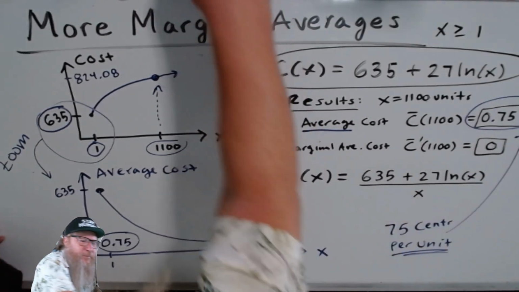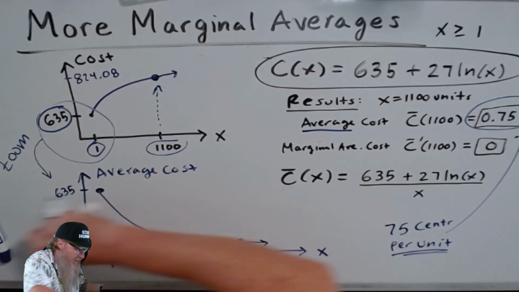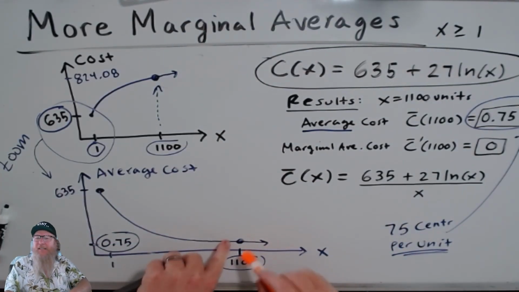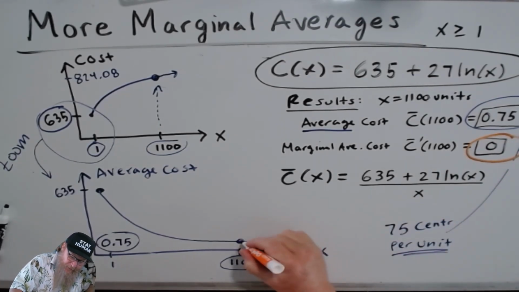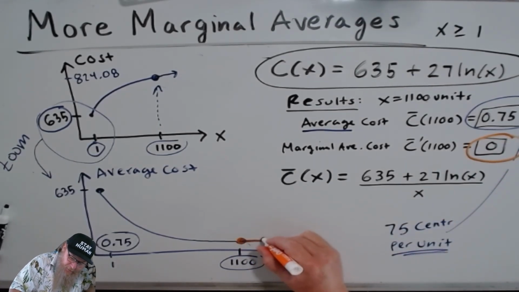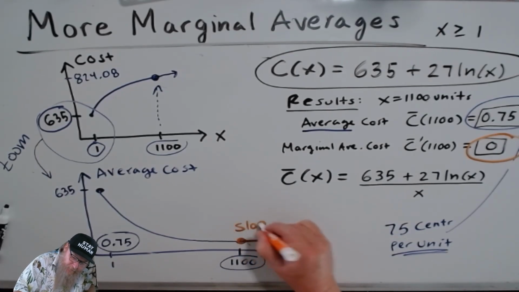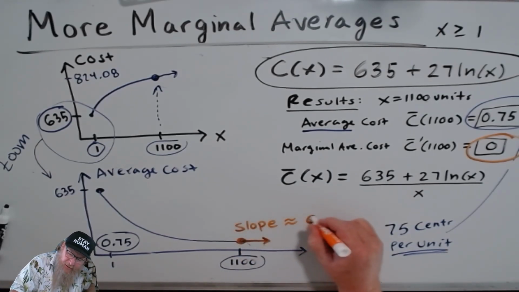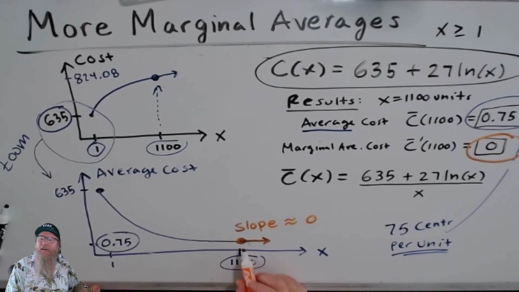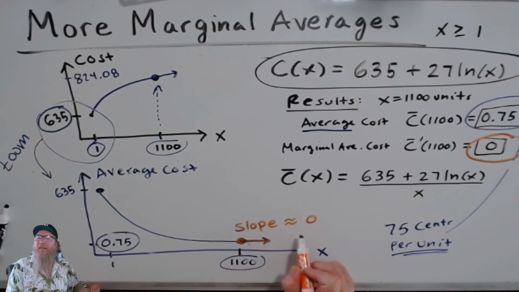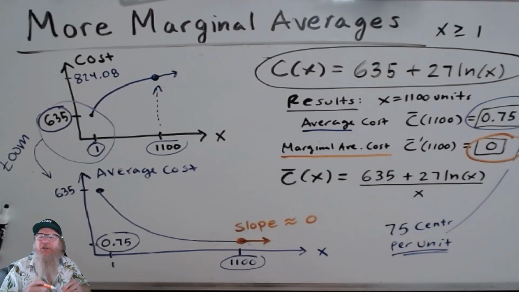0. What does the 0 mean then, right? Because clearly this is not actually 0. The 0 is the slope. And it's not actually 0. It's approximately 0. So when you calculate the slope at 1,100, it is approximately 0. So that's what we mean when we say marginal average cost.